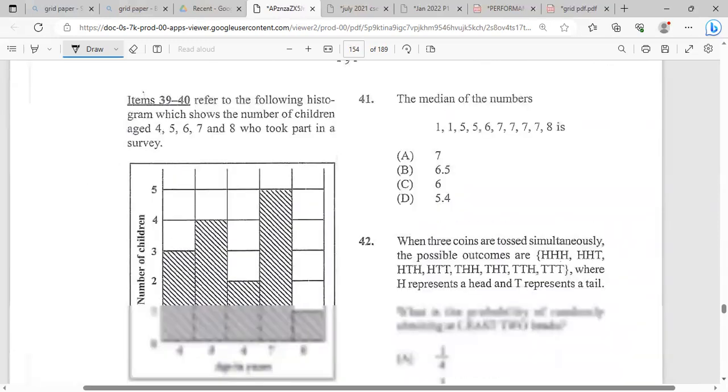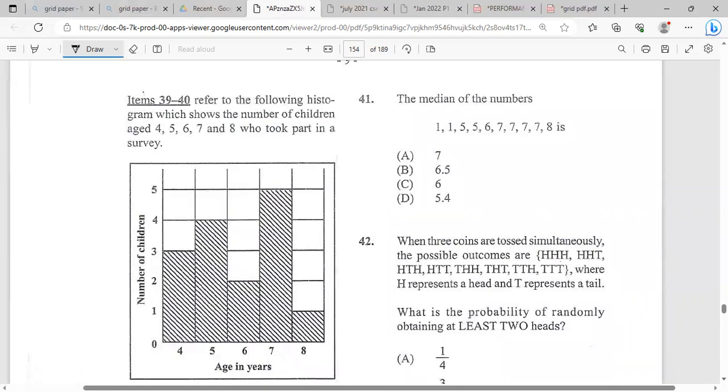Items 39 to 40 refer to the following histogram, which shows the number of children aged 4, 5, 6, and 8 who took part in a survey. Hold on, guys.